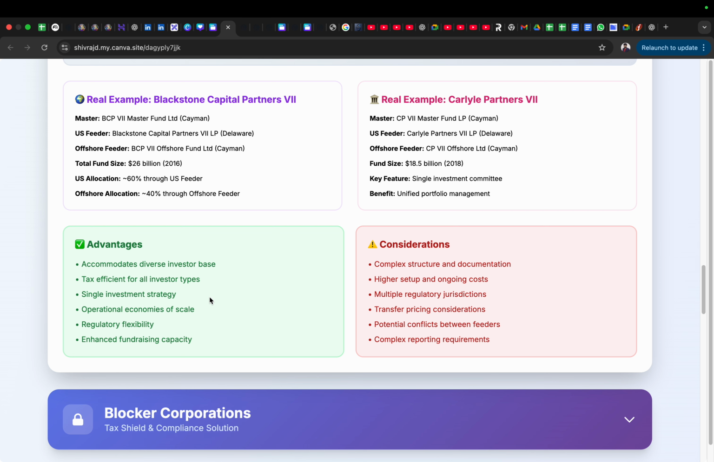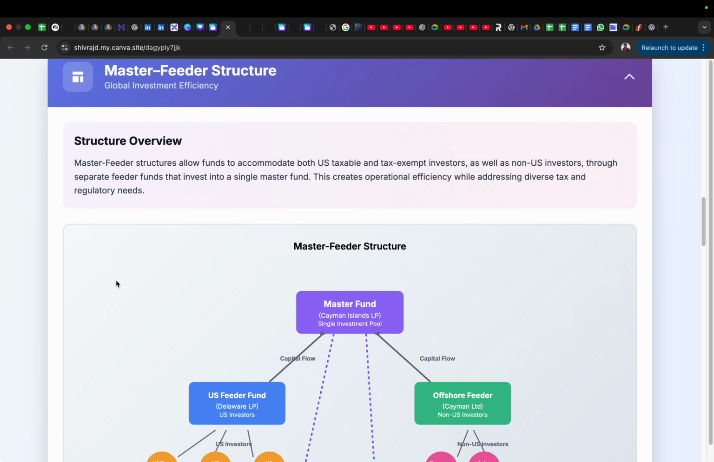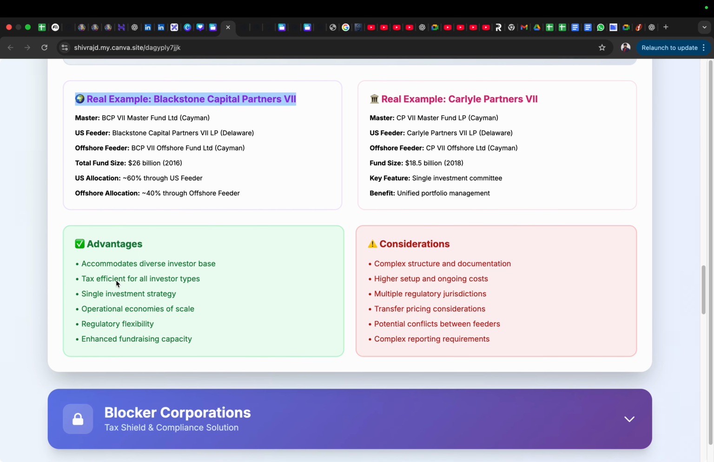Now the advantages of master and feeder: it accommodates diverse investors, both onshore and offshore. If we have investors from onshore and offshore, you can accommodate them in one fund through master and feeder. Again, this is a tax efficient structure.